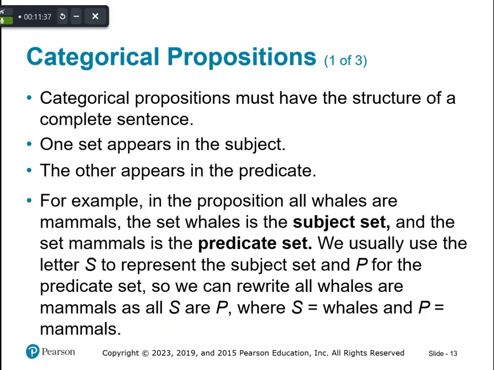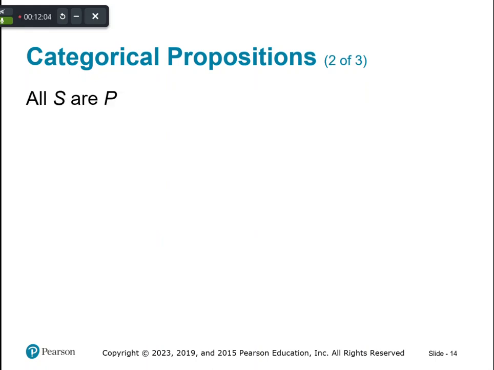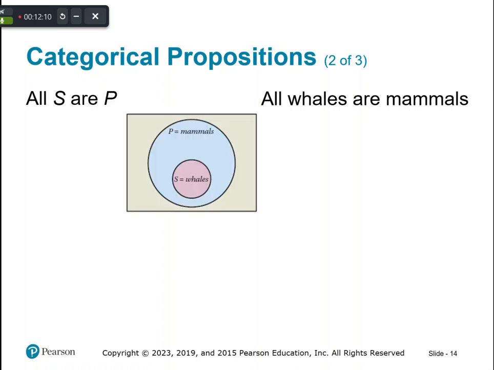For example, in the proposition, all whales are mammals, the set whales is the subject set, and the set mammals is the predicate set. We usually use the letter S to represent the subject set and P for the predicate set. So we could rewrite all whales are mammals as all S are P, where S is equal to whales and P is mammals. All whales are mammals. All S are P. That gives us the subset notation where S is a subset of P.